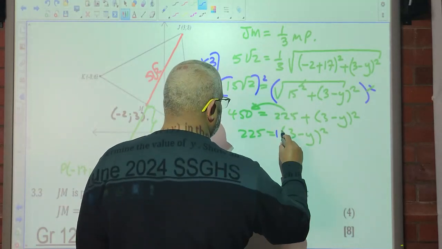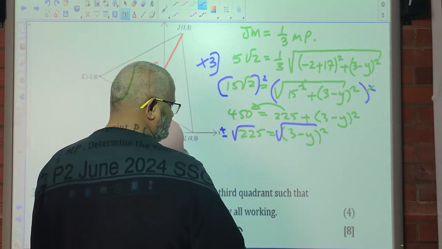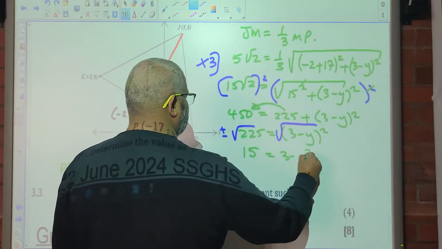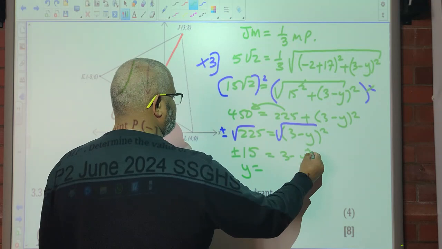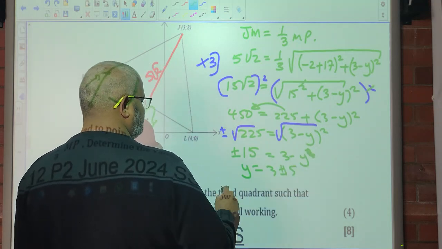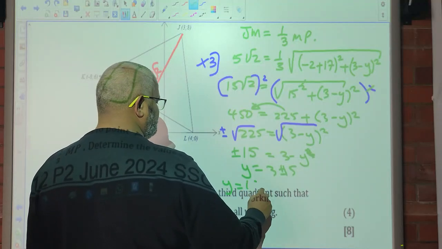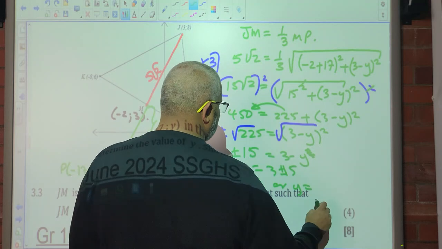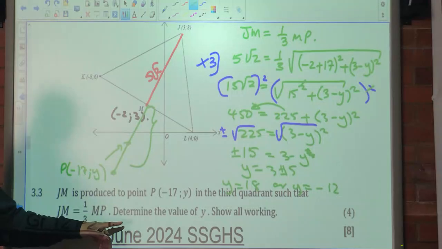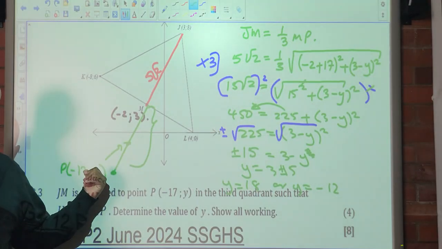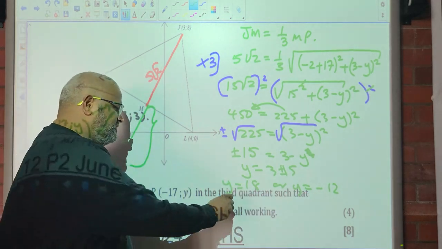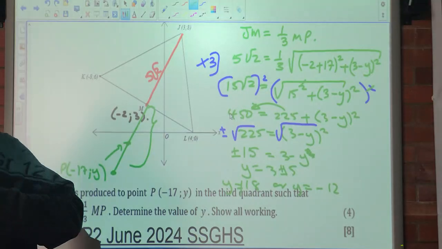What we do now to get rid of the brackets, I introduce plus minus on the one side. So it's going to be 15 is equal to 3 minus y, plus minus. So y without the square now. y is equal to 3 plus minus 15. So y is equal to 3 plus 15 is 18, or y is equal to 3 minus 15 is negative 12. What's the condition? It has to lie in the third quadrant. So y must be negative. So it can't be the 18. Okay.